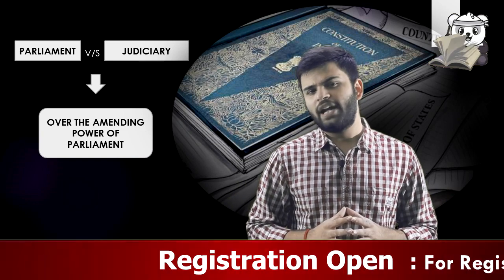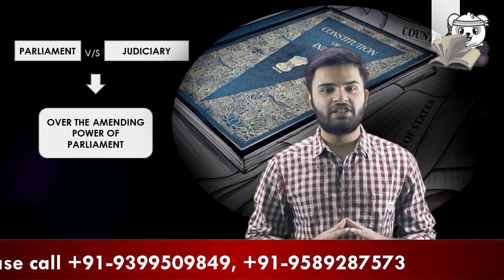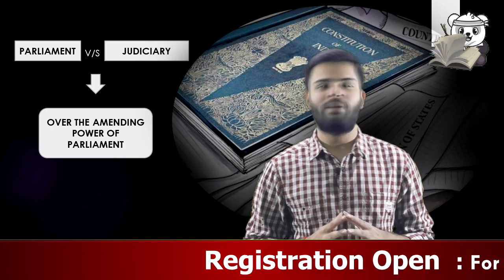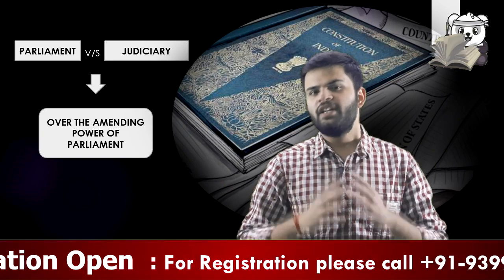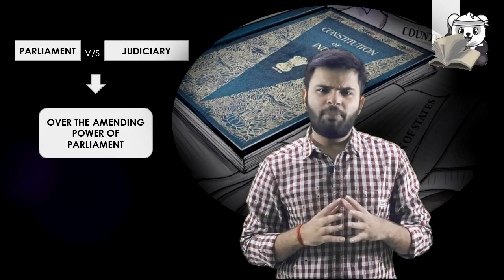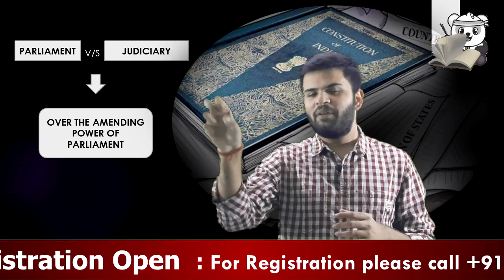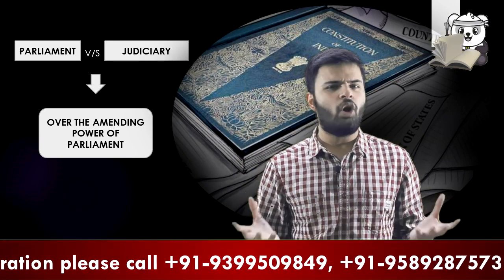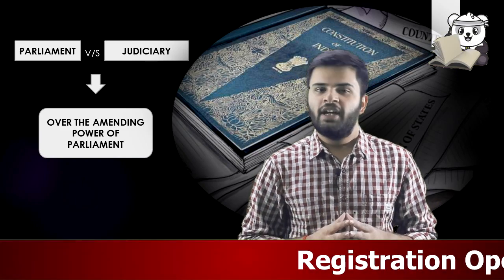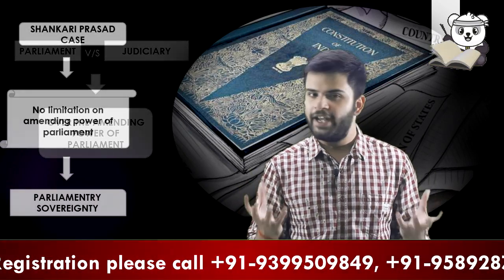But why does this issue arise in India? The Constitution of India commenced in 1950. And in the very first decade, a dispute emerged between the judiciary and Parliament over the amending power of Parliament. It was not clear whether, just like in Britain, Parliament is sovereign in India. Can Parliament take away any fundamental right? Can Parliament amend any part of the Constitution? Hence, it was not clear what the scope of the amending power of Parliament is. Hence, here we are going to discuss the evolution of the basic structure doctrine in the Indian context.